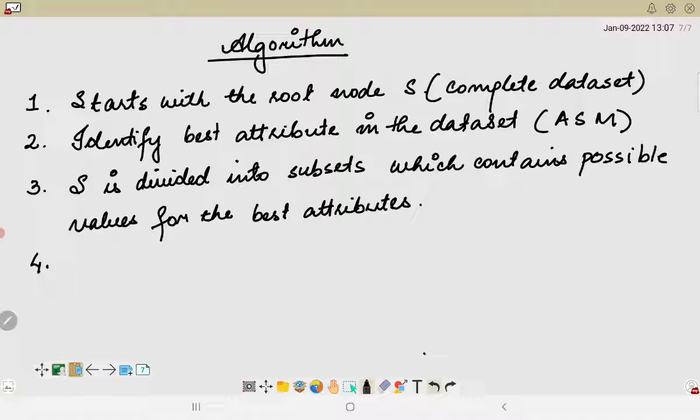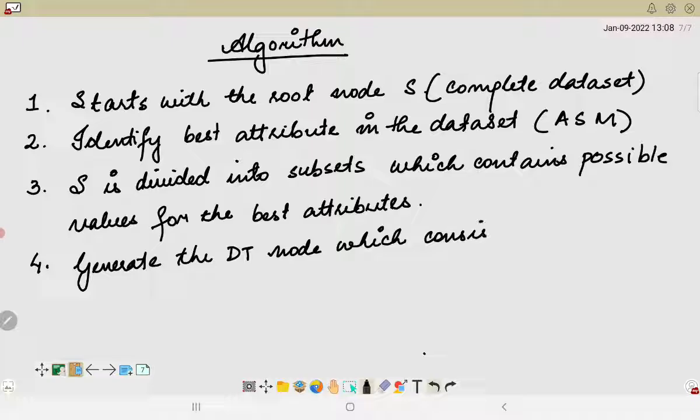We'll be generating the decision tree. So generate the decision tree node, which consists of the best attribute. So we will be generating the decision tree which will have the best attribute according to attribute selection measures.